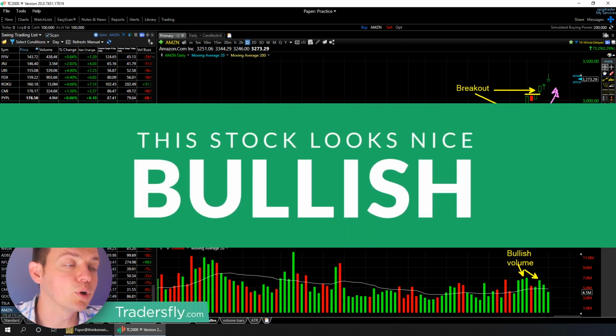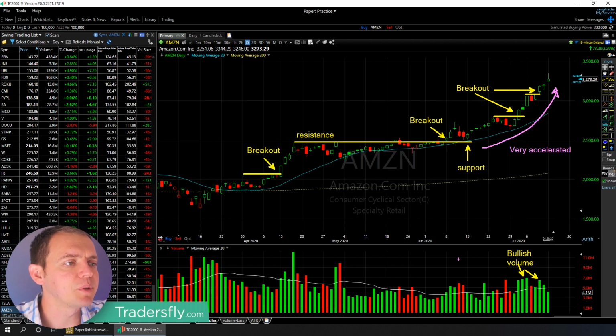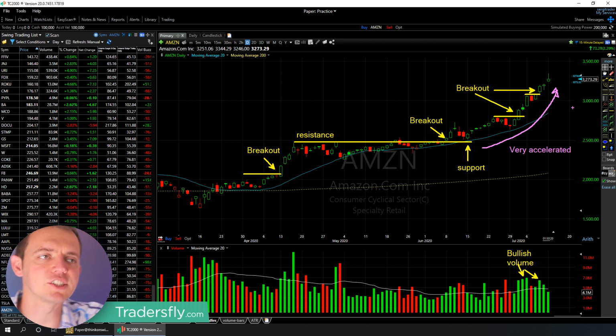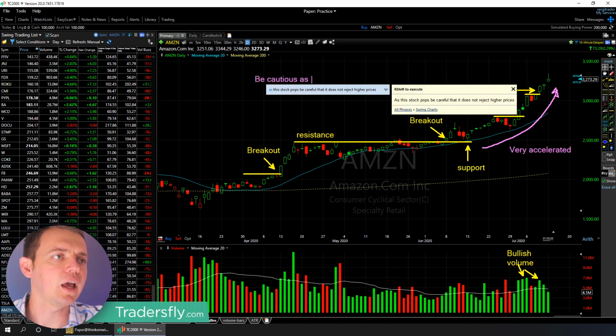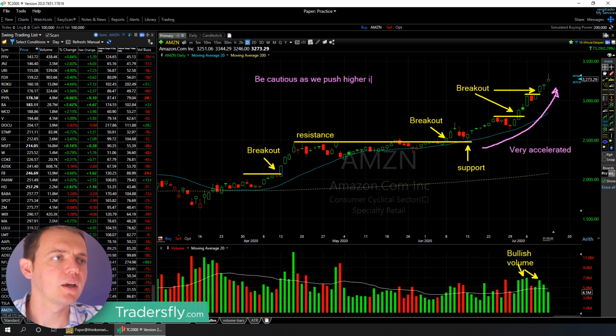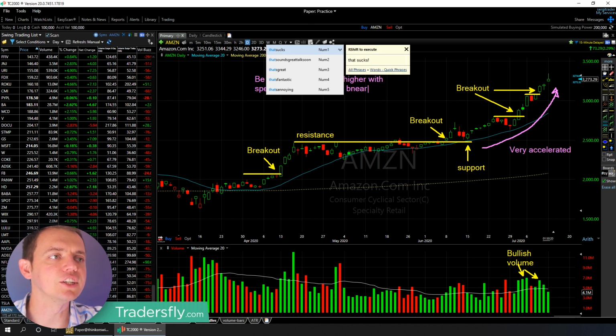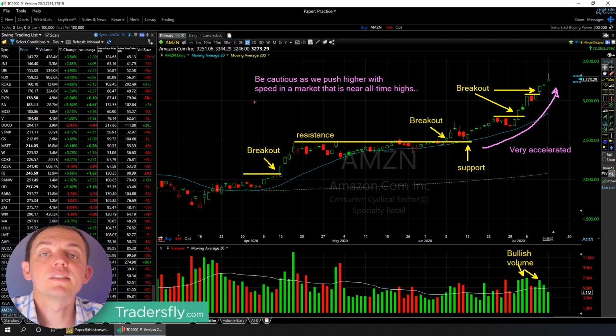Even though I am more bullish on stocks like this, I would just be a little more cautious because you get too far stretched, and sometimes this pullback can be very significant and very serious when the market is stretched. So always be careful and hedge your position. So be cautious as we push higher with speed in a market that is near all-time highs.